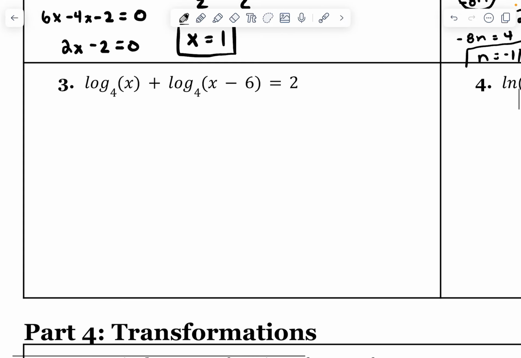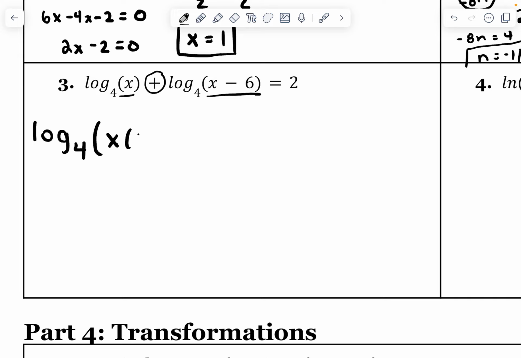Okay, here we are going to make use of our properties of logarithms. Since we're adding the logs, we're going to multiply the arguments, and we will have log base 4 of x times x minus 6 is equal to 2.